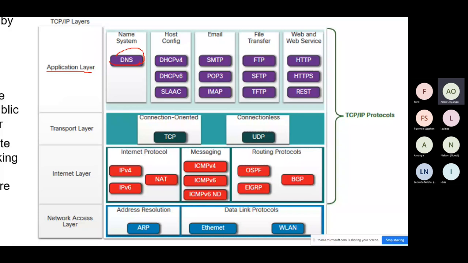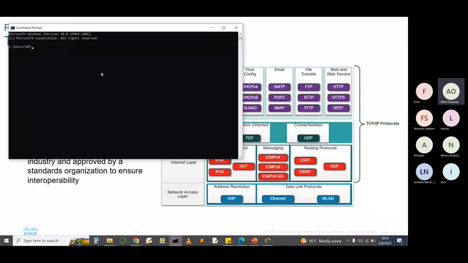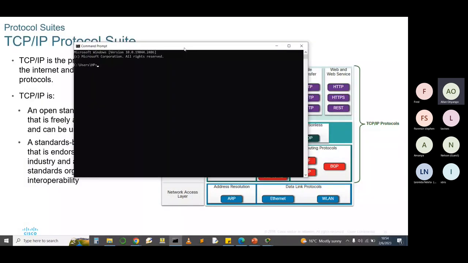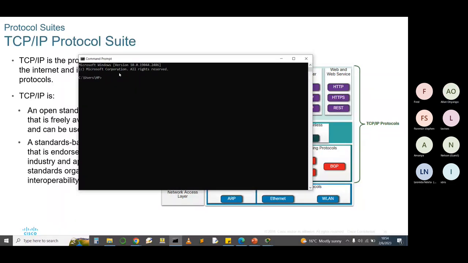So let's see how this goes, guys. I'm going to open my CMD, which is my command prompt. This is my CMD, and I just write here nslookup. And once I write nslookup, I want to query the different websites. So let me start with facebook.com. What are the IP addresses?